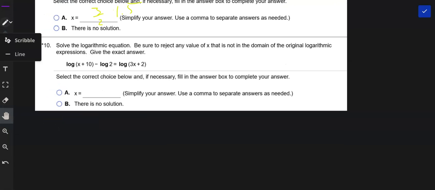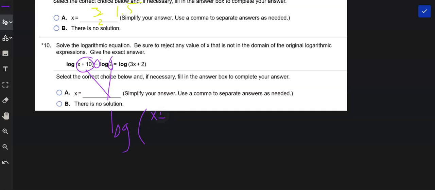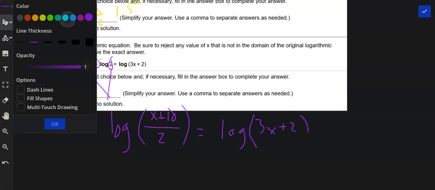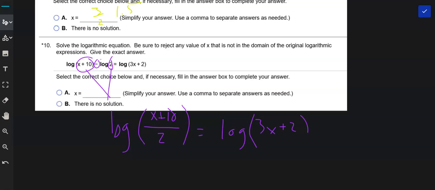So what are we going to do with the x plus 10 and the 2 since we see subtraction? We're going to divide them. Equals log of 3x plus 2. Once again, the logarithms are the same, so are the arguments. So x plus 10 over 2 equals 3x plus 2 over 1.